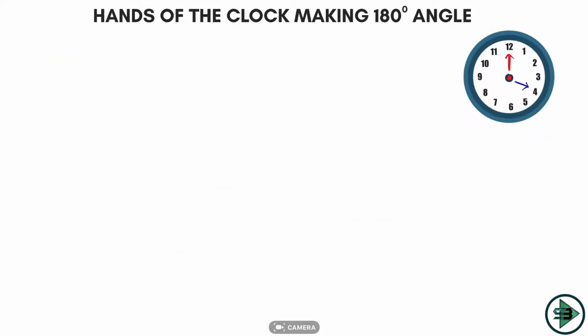The clock making an angle of 180 degrees. Now that is my question to you. So after 90 degrees we move on to 180 degrees. It's again the same scenario. It is 4 o'clock in the watch. Minute hand is at 12 and hour hand is at 4.